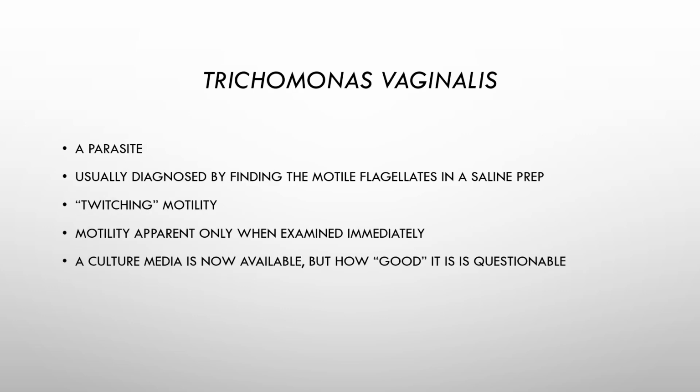Trichomonas vaginalis is a protozoan parasite. It's usually diagnosed by finding the motile flagellates in a saline wet prep. It has what's known as a twitching motility. Motility is only apparent when the sample is examined immediately because the motility is not going to last for very long. There is a culture media, but how good it is is actually pretty questionable. They can be identified serologically, which might be a better way to diagnose Trichomonas vaginalis, even though culture is the gold standard.